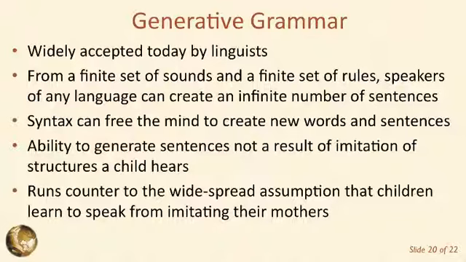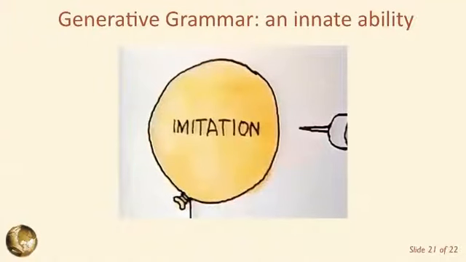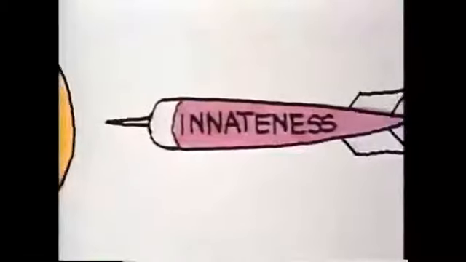And I think one of the things that's interesting here as well is this idea that's important in Chomskyan linguistics, that the ability to generate those sentences is not a result of hearing structures that a child imitates. And I think this largely runs counter to the fairly widespread assumption that children learn to speak from imitating their mothers. And let's watch a clip that deals with this issue, and then we'll talk about it a little bit. It's the imitation theory versus the innateness theory.